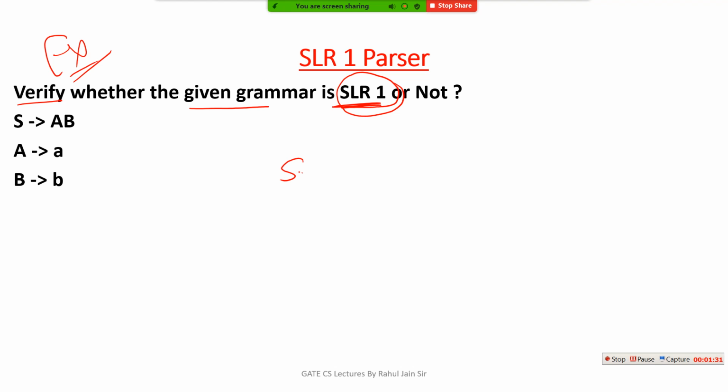Our grammar is S derives AB, A derives a, B derives b. It is the grammar which is given to us. What is our goal? Our goal is to verify whether this grammar is SLR1 grammar or not.